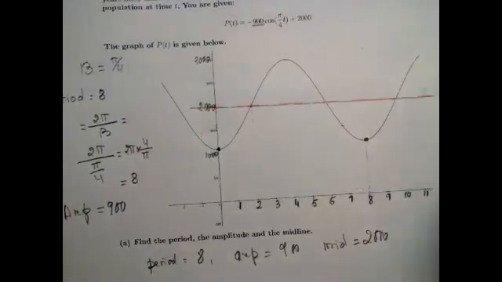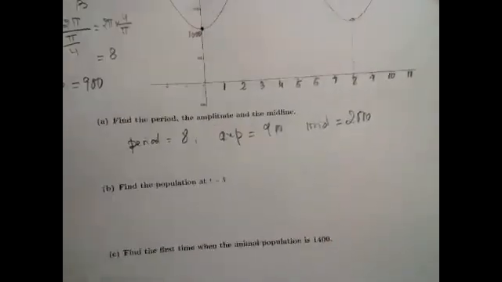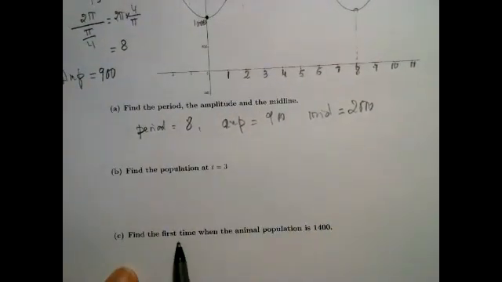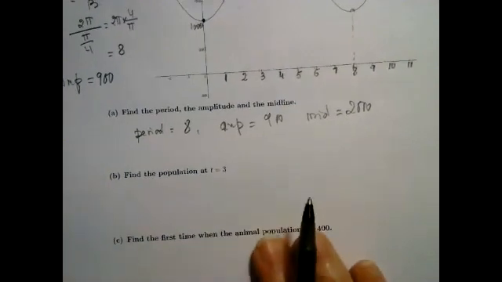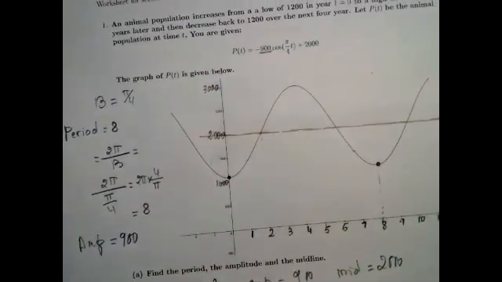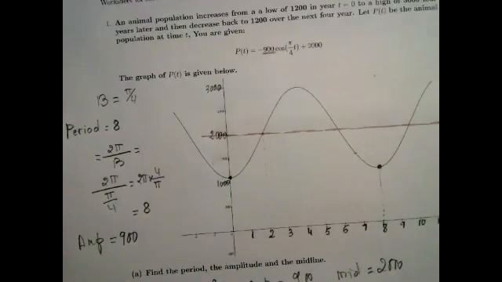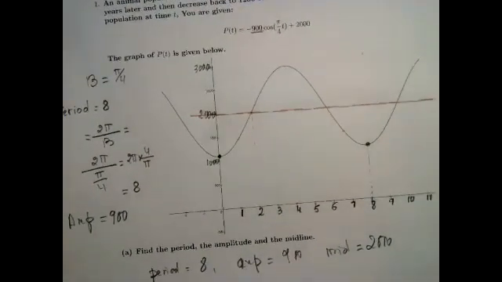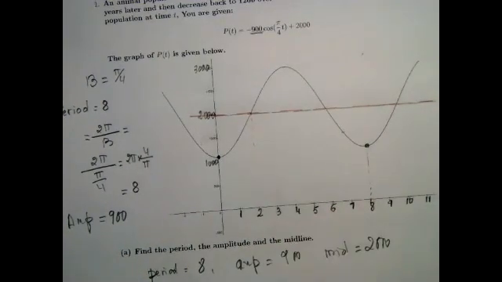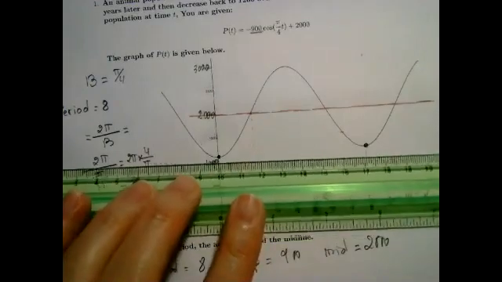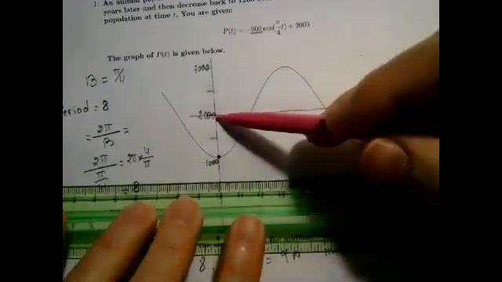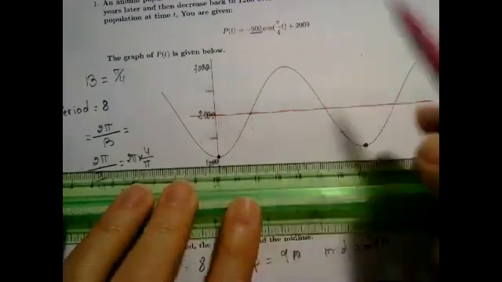Now, question number 2 is the following. Find the first time when the animal population is 1,400. So now what I'm asking you is, find at what time, it means after t equal to 0, after how many years, if you want, is the population equal to 1,400. So what am I asking you to do now? So on the graph first, this is 1,000, this is 2,000. On the graph, this is 1,500.